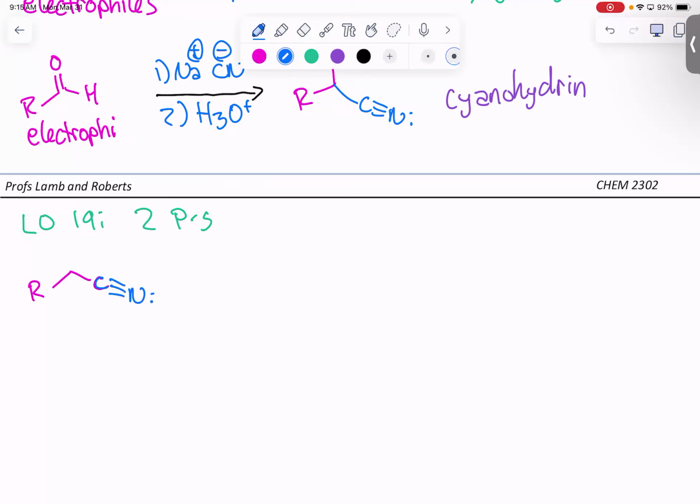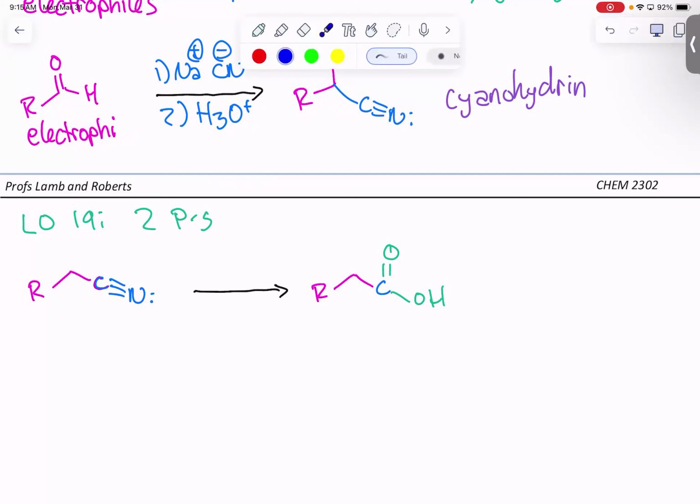What I want you to note is that we're going to make this product here. That is going to be a carboxylic acid. I think quite often people really want to call this an oxidation, all right? This is not an oxidation.